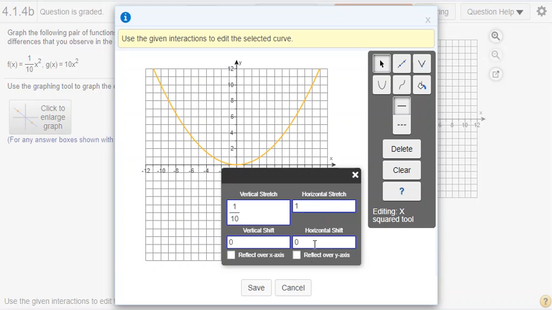I'm not going to deal with horizontal stretch or vertical or horizontal shift in this case. We're just having the vertical stretch. And that's what we should be seeing for any question in this section, just the effect of A. I might have to check the reflection box, but just vertical stretch.